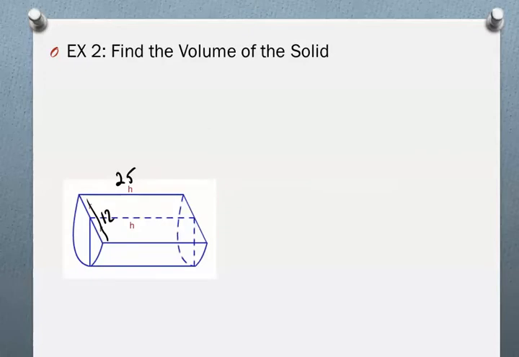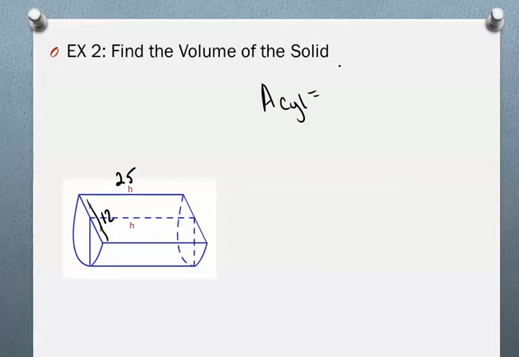Our second example asks us to find the volume of the solid below. What we can see here is a semi-cylinder, and it gives you that the diameter is 12, and the height of this, even though it's lying on its side, is 25. So what we want to know is the volume of a cylinder, and we'll cut it in half.